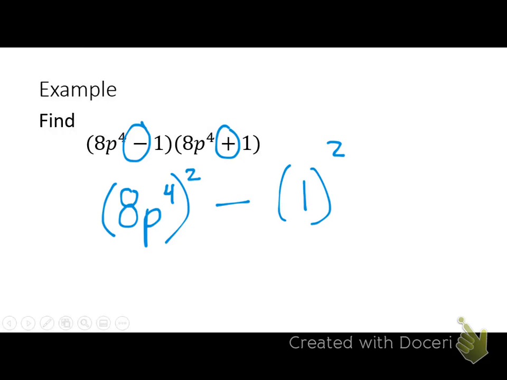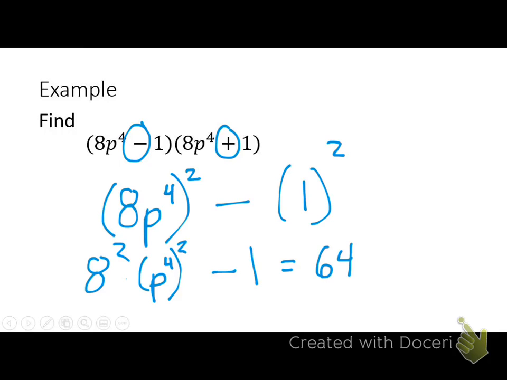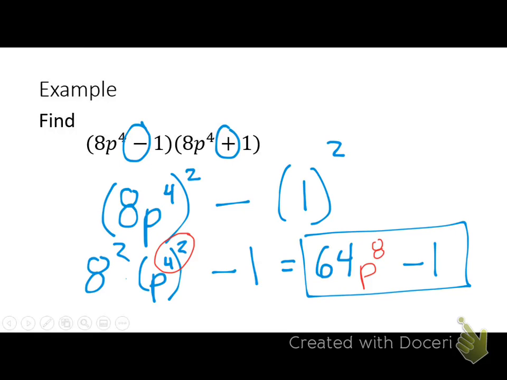So this first one has a couple extra steps that we have to be careful about because I'm going to have 8 squared times p to the 4th quantity squared. We're going to have to pull out all those exponent rules we learned before spring break back out to use them. And then this will be minus 1 squared, which is minus 1. So what's 8 squared? That is 64. And then don't forget, when you have these two together, a power to a power, I multiply it. So that's going to be p, 2 times 4 is 8. And then I will have my minus 1. And that is my final answer using the difference of squares.